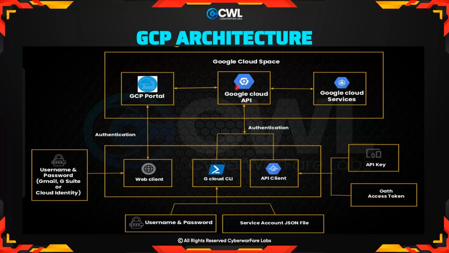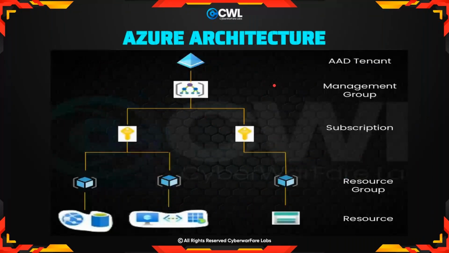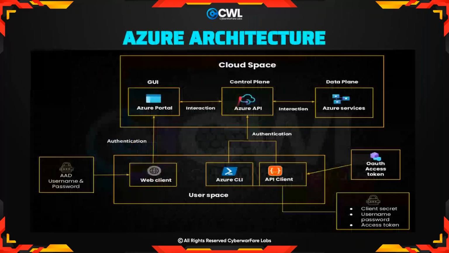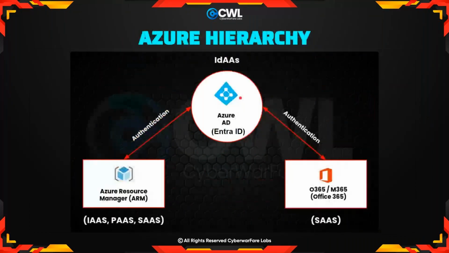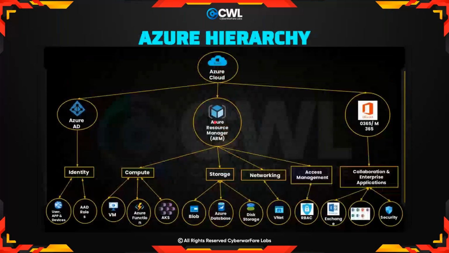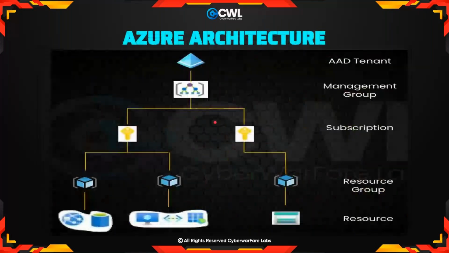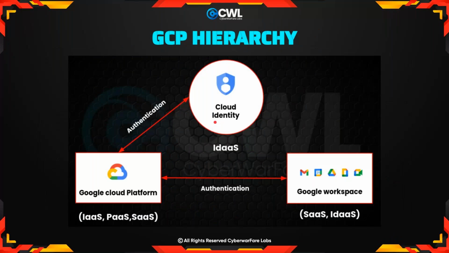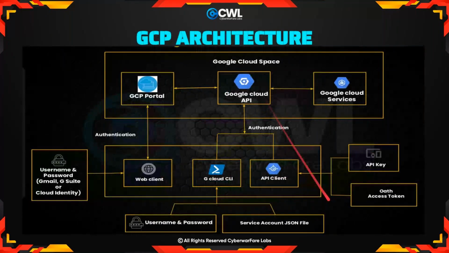And this API is again the same thing as the control plane in the AWS services. Then through these two methods, the web client or the CLI-based or SDK-based methods, we actually access these Google Cloud services, which can again be anything ranging from compute to serverless to machine learning, AI, chatbot, whatever.